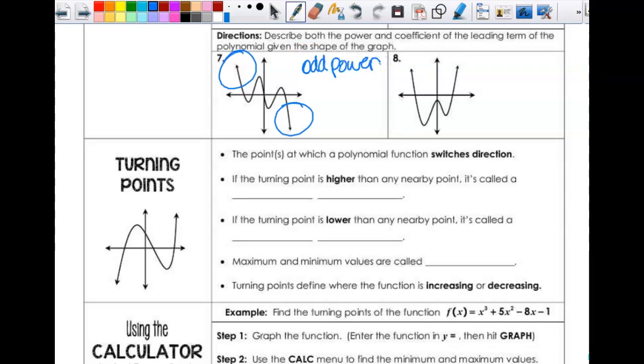Do you think this would be positive or negative coefficient? Remember, think of your cubic parent function looks like that. Is that the same, or did it get reflected? It got reflected, which means that this is a negative coefficient. Okay, does that make sense to you? Negative leading coefficient, odd power. All right, so you do number 8.